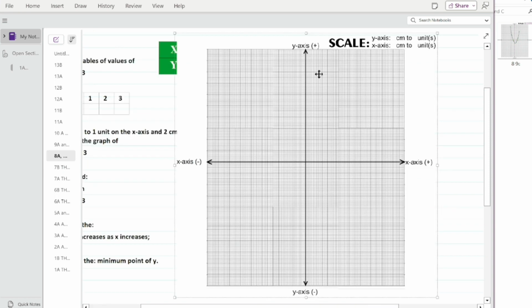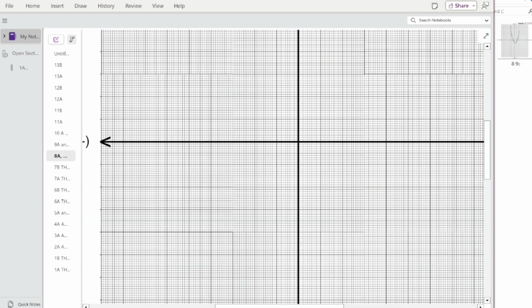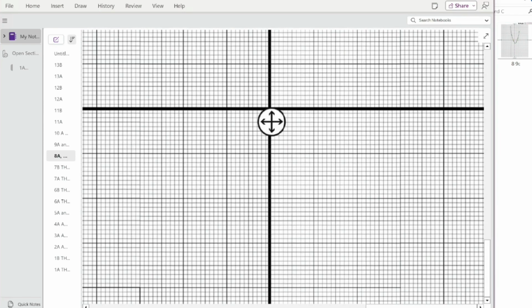This is our graph sheet, and on our graph sheet we have to draw the vertical axis, which is the y-axis. This is the y positive, this is the y negative. We'll draw the horizontal line, which is the x-axis. We have the x-axis positive, we have the x-axis negative. We've been given our scale. For those who don't really understand the graph, let me zoom in.